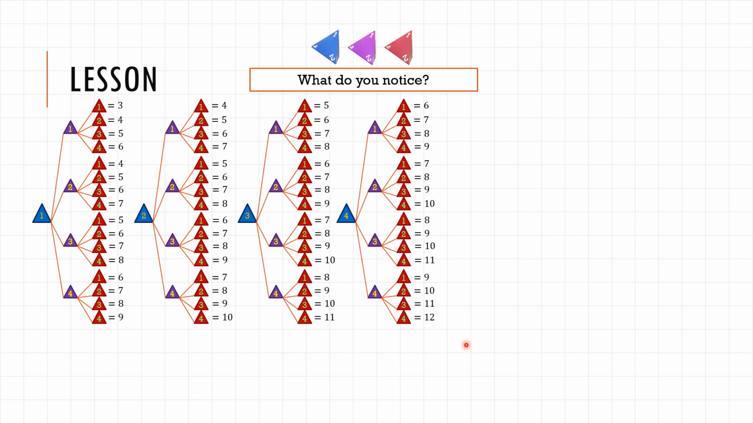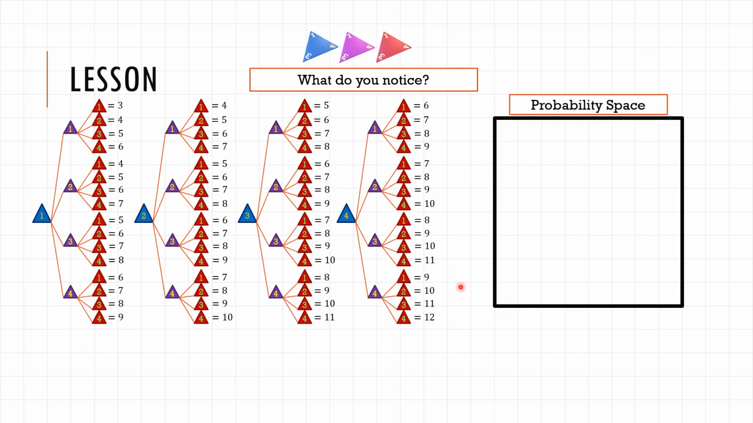Before we get to that, I do want to talk about another way to represent this probability. It's not just a tree diagram that we can rely on. We can also use that idea of probability space. So if I were to draw a square, inside the square, the area of this square is all the different possibilities, all the different numbers that we could possibly roll.